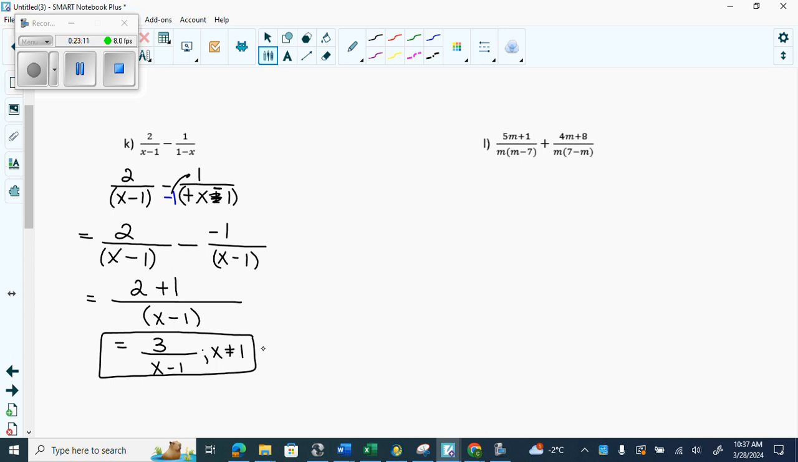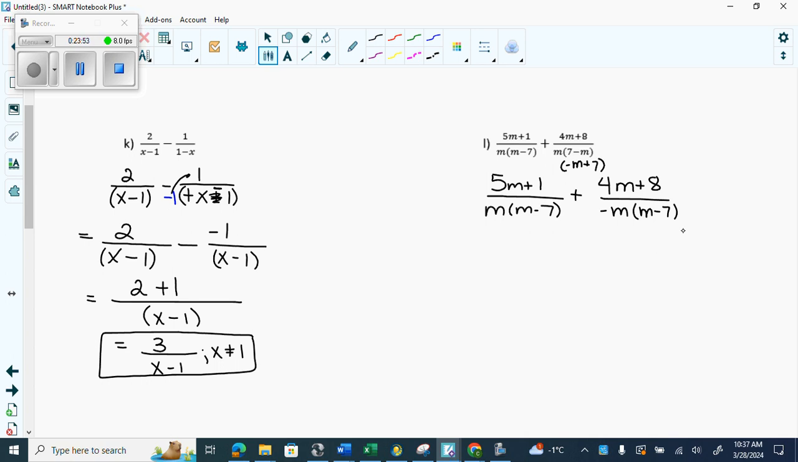L is very similar. I have 5m plus 1 over m minus 7 plus 4m plus 8 over 7 minus m. Now this bottom one, it's the same as negative m plus 7, correct? So it's the same but with the wrong sign. So can I just take a negative out? I could make it a negative m minus 7. Can I leave the negative down there and multiply by negative 1 on the left-hand side? Sure. Or what can I do with that negative sign? Move it to the top.